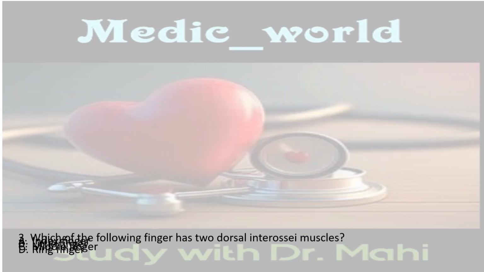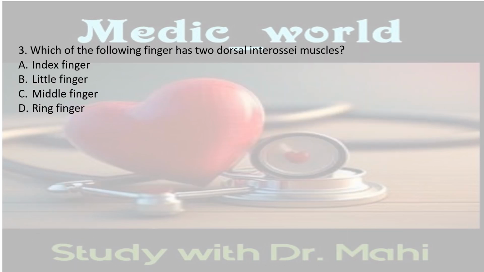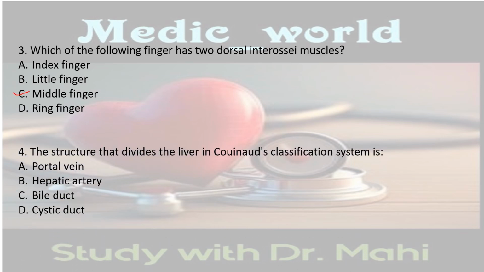Now the next question, which of the following fingers has two dorsal interossei muscles? We all know dorsal interossei is responsible for the abduction of fingers, and the finger which contains two dorsal interossei is the middle finger. So the answer to this question is option C, that is middle finger.